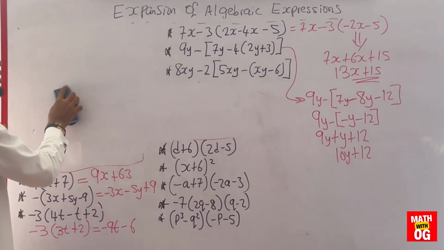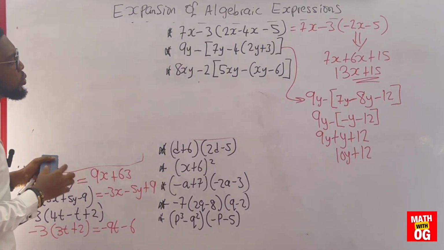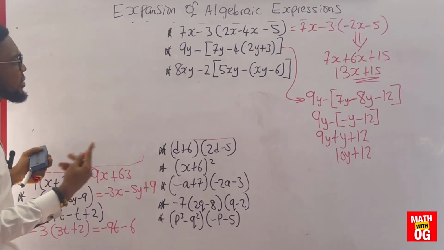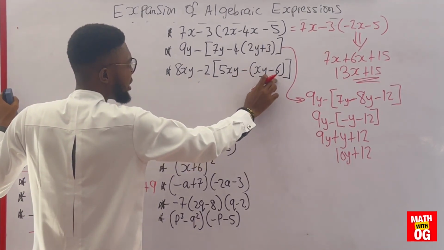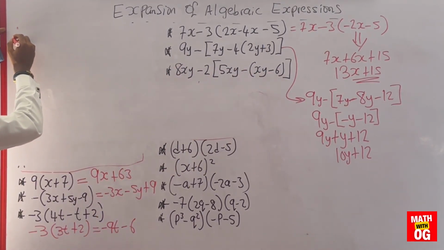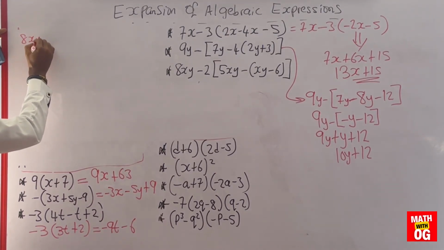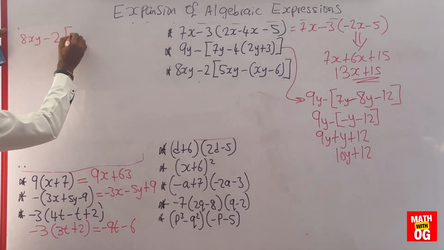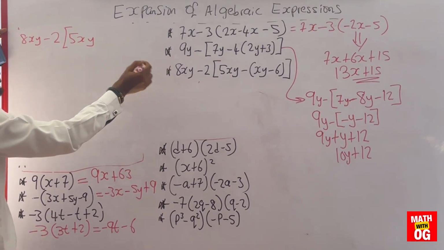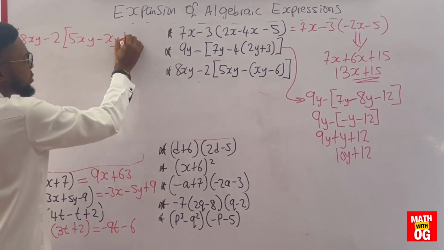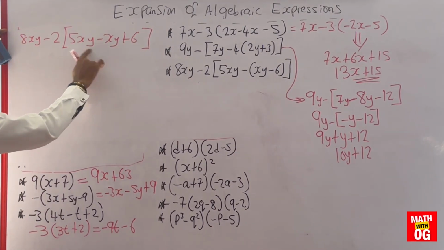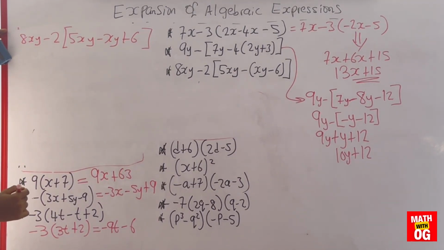Next question, we have 8xy minus 2 open bracket 5xy minus xy minus 6. So let's start with the innermost bracket, and negative 1 should open that bracket. So this will give me 8xy minus 2 open bracket 5xy minus 1 times xy is minus xy, minus 1 times minus 6 is positive 6. So I can solve 5xy minus xy, they are like terms, and 5 minus 1 should give us 4.